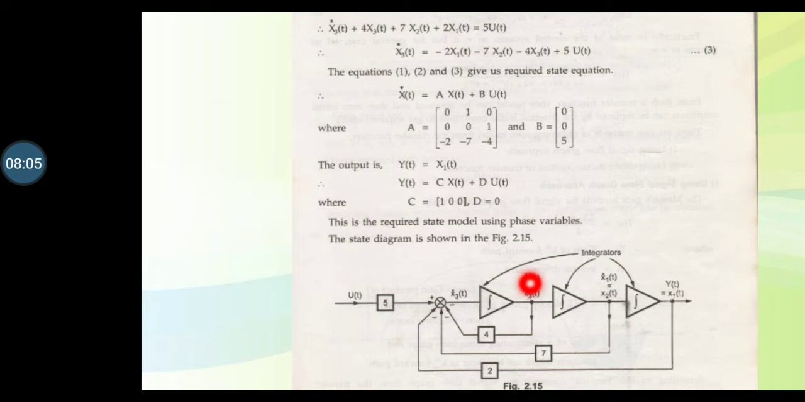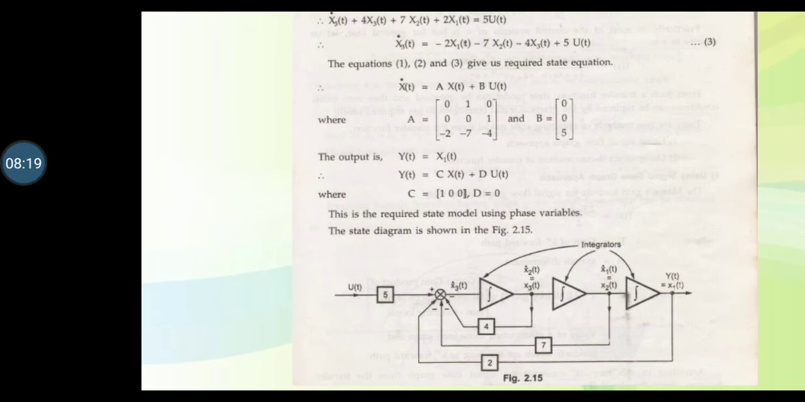When you integrate that, you will get x3 of t. When you integrate x3 of t, you will get x2 dot t. When you integrate x2 dot t, you will get x1t. So this is how to draw the state diagram. So, 3 integrators.